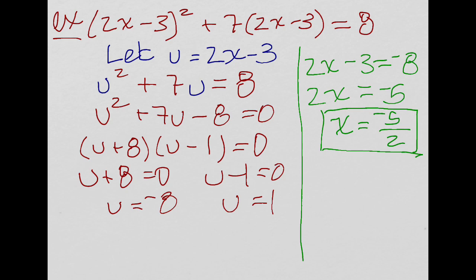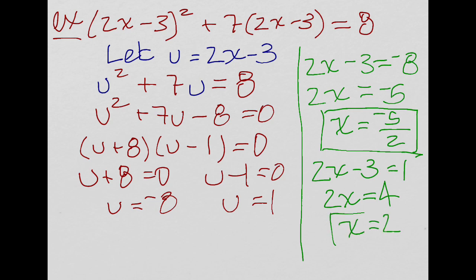I'm going to do the same thing with my other factor. U equals 1. U is 2x minus 3 equals 1. And I'll solve that. I'm going to add 3 both sides. So I have 2x equals 4. Divide by 2. 4 divided by 2 is 2. And there's my second solution. And I found both solutions to this equation of quadratic type.